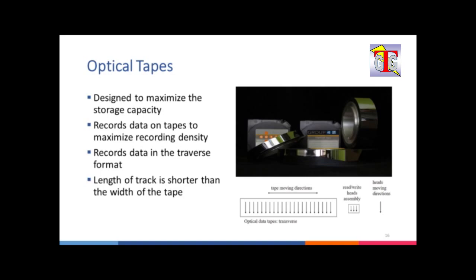The tape stops again and the optical head writes another data track. These data tracks are perpendicular to the tape moving direction. The length of a data track is shorter than the width of the tape.